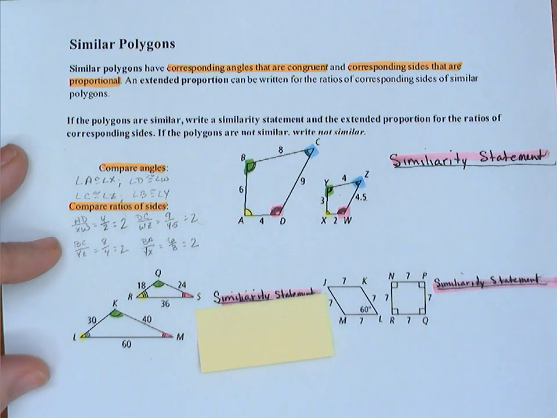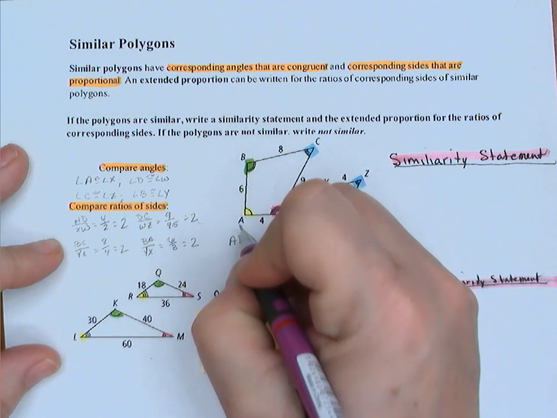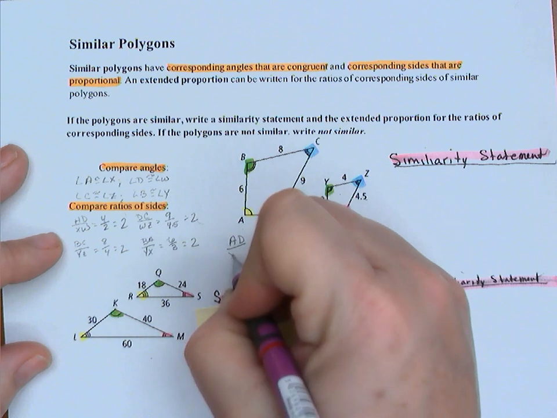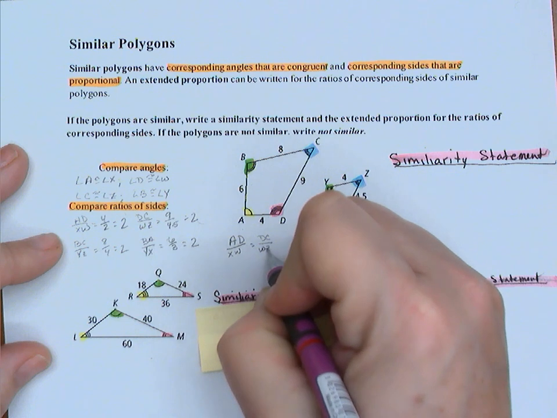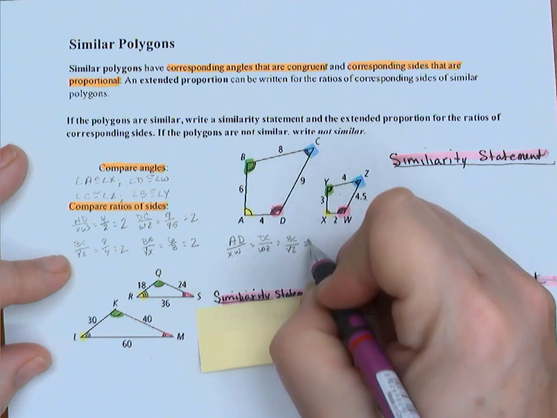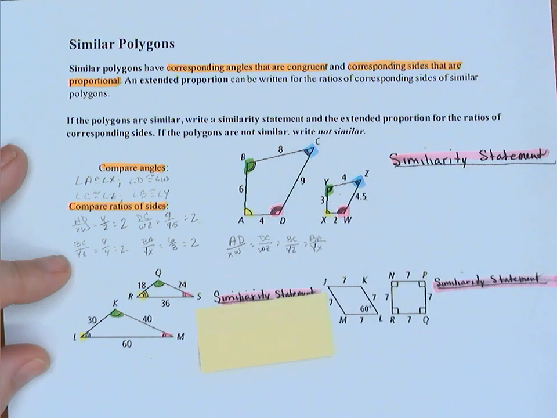So that gives me the following extended proportion. That's going to be that AD over XW is equal to DC over WZ, which is equal to BC over YZ, which is equal to BA over YX. So I've just taken all of these pieces and written them as a single extended proportion.